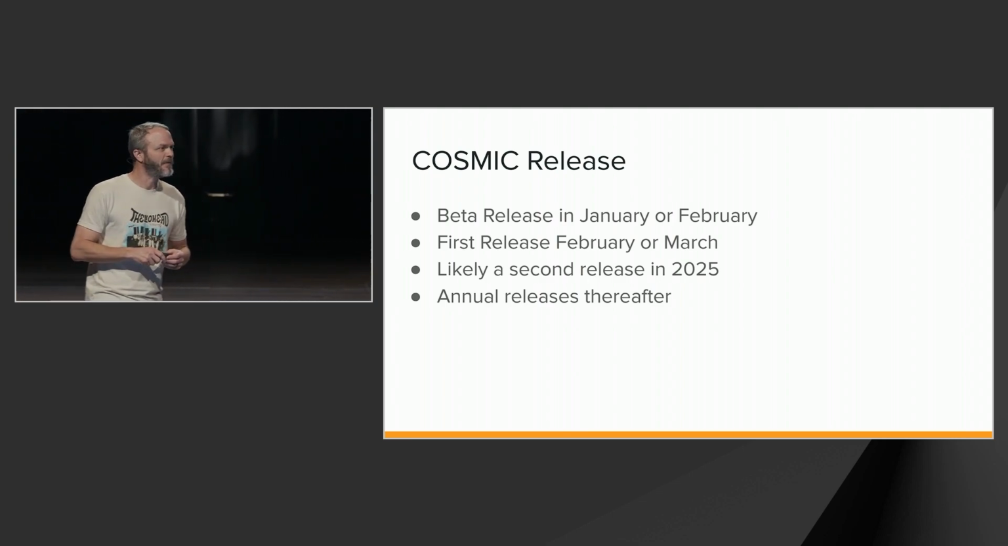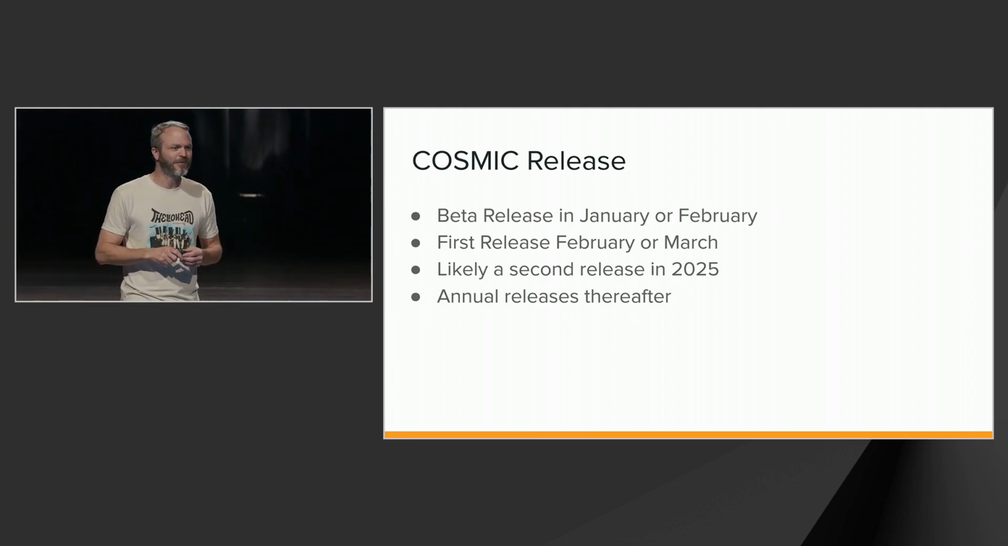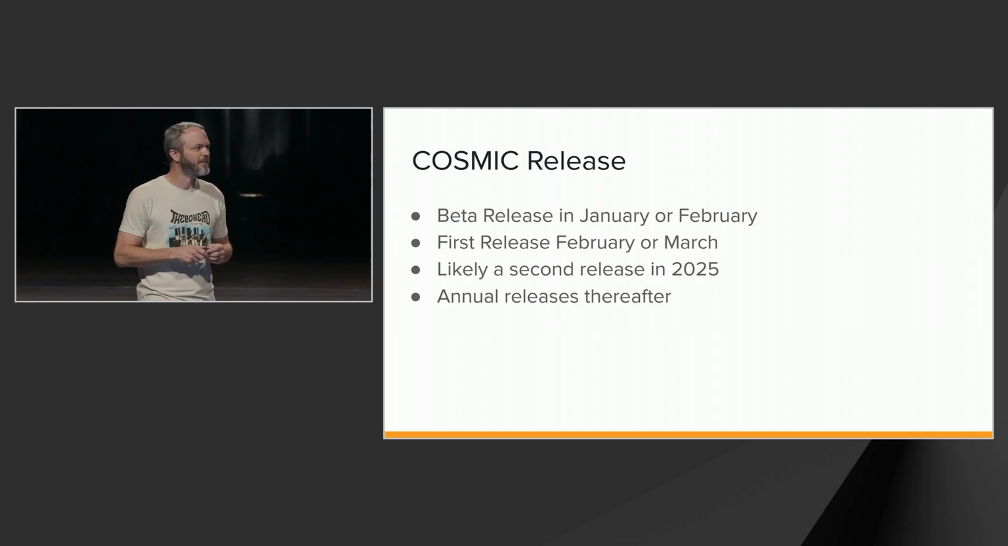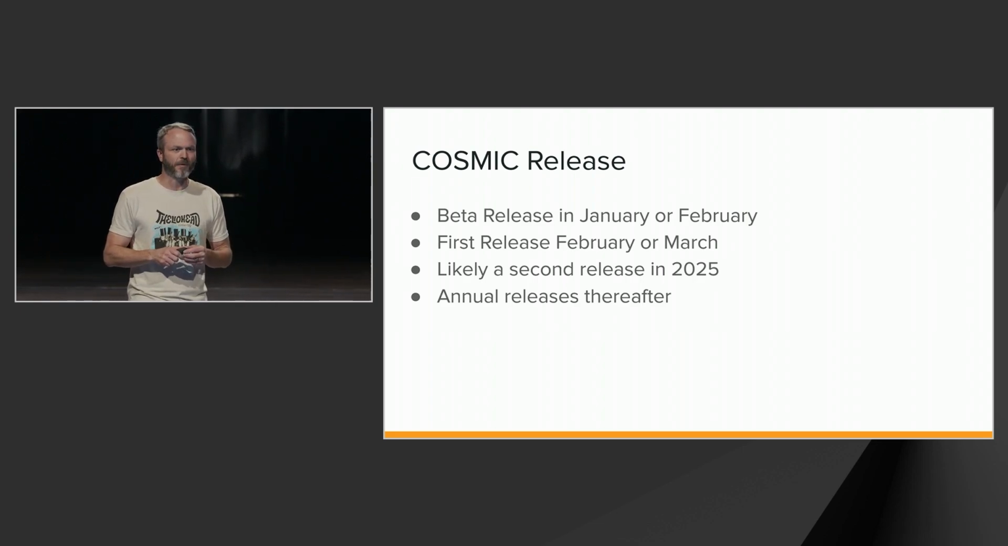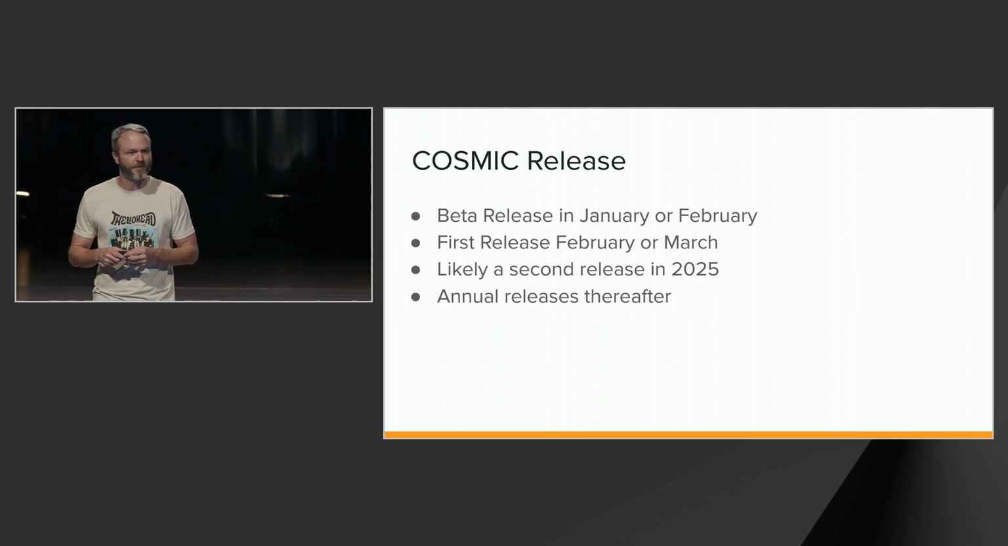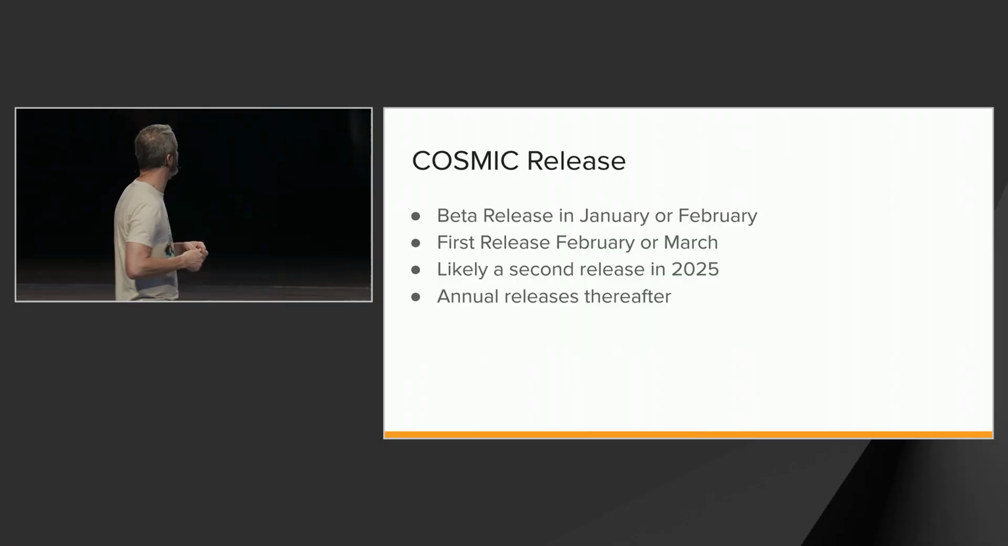There will inevitably be things that we wanted to get in the first release that we didn't. So we plan to have a second release next year as well, where we'll fill in some of those gaps. After that, we plan to go to an annual release cycle for Cosmic. Very likely a release sometime in like the June or July timeframe each year.